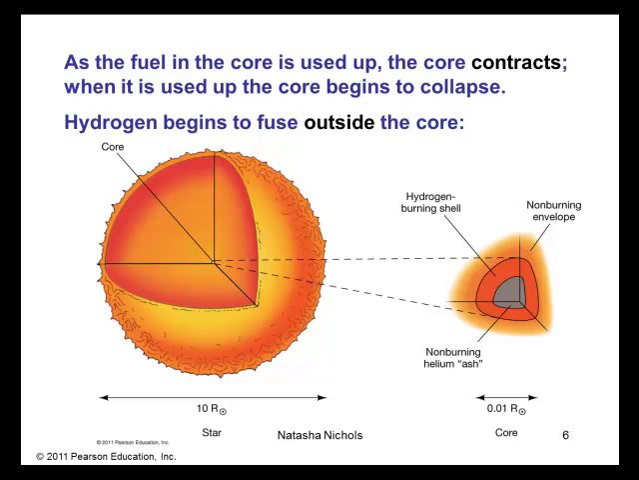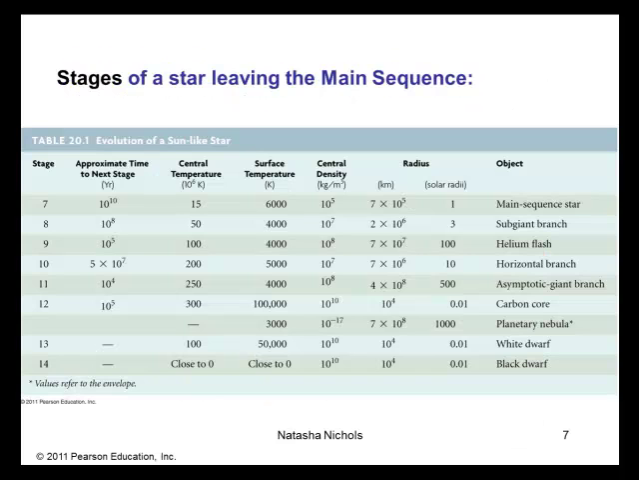So if we take a look at the table here representing the stages of a star leaving the main sequence, stage 7 is right on the main sequence. It's about 10 billion years, with a central temperature of 15 million Kelvin and a surface temperature of 6,000 Kelvin. Notice how its radius is 1 solar radius.